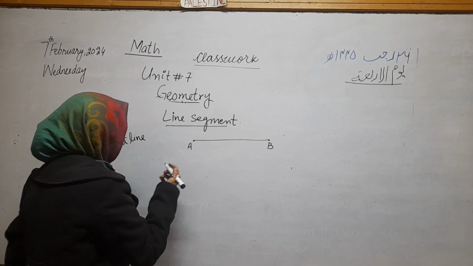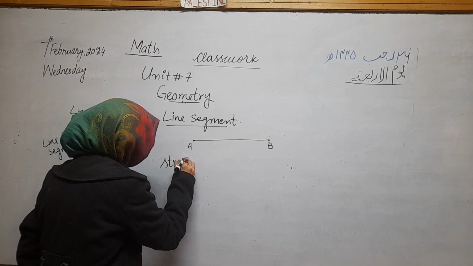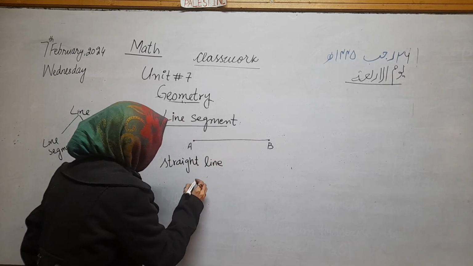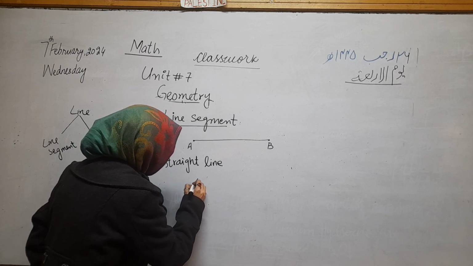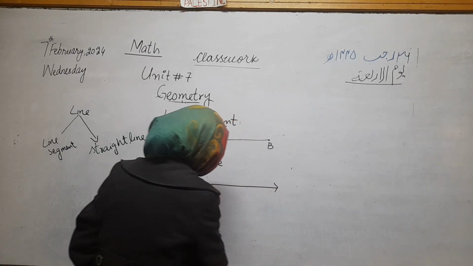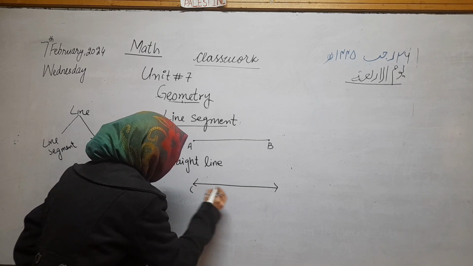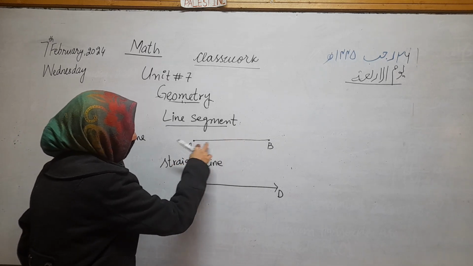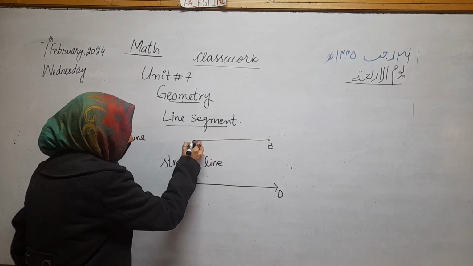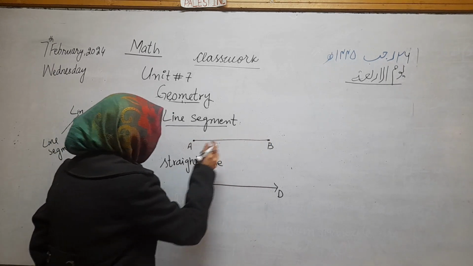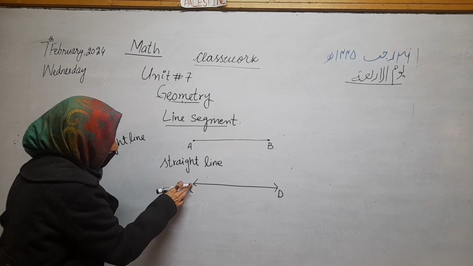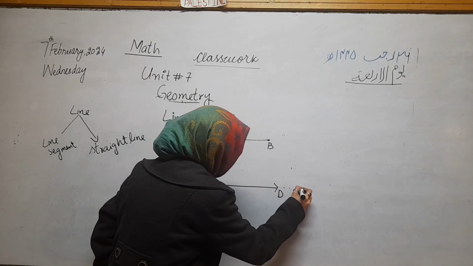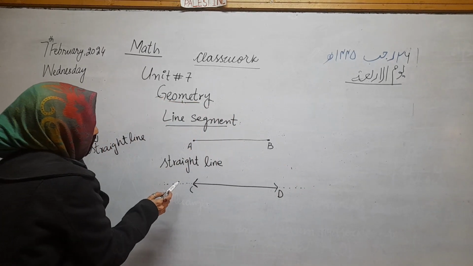And what is a line or straight line? In a straight line we have an arrow on the end. For example, we will give the names C and D. In a line segment we have the shortest distance between 2 points, but the line ends with a dot. But in a straight line, the arrows mean the line is moving on and on. So this is the difference between line segment and straight line.